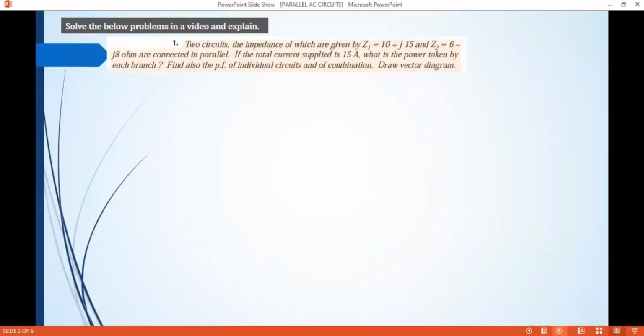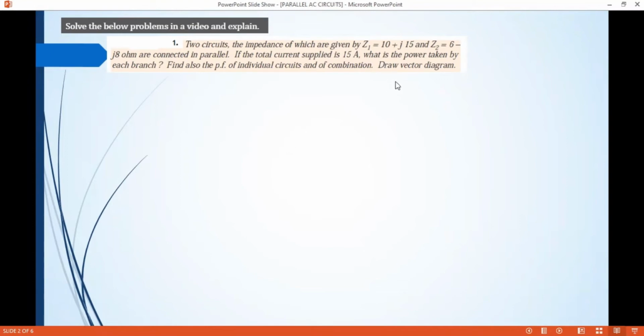So the first problem is the direction first. Solve the below problems in a video and explain. The first problem is: two circuits, the impedances of which are given by Z1 is equal to 10 plus J15 and Z2 is equal to 6 minus J8, are connected in parallel. If the total current supplied is 15 ampere, what is the power taken by each branch? Find also the power factor of individual circuits and a combination. Draw vector diagram.